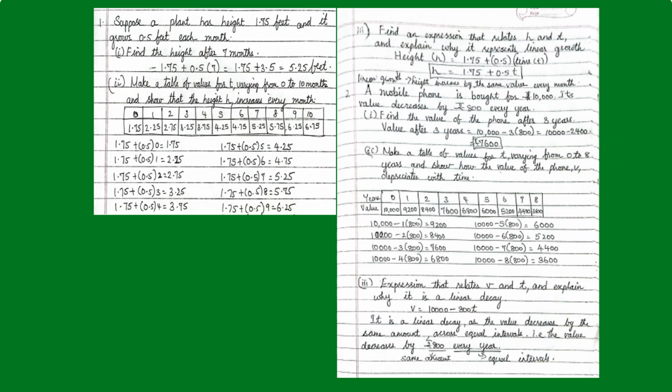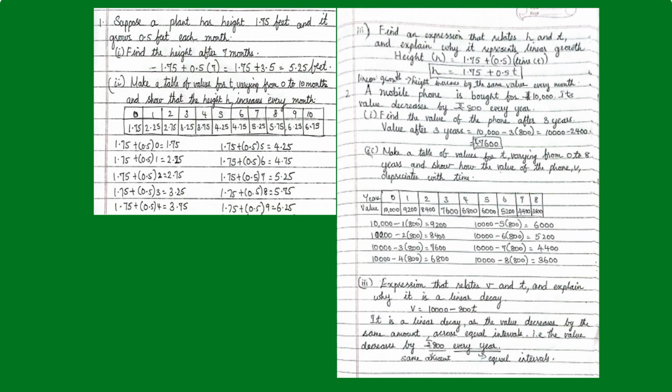Now, question number 3: find an expression that relates h and t and explain why it represents a linear growth. Expression relating h and t, meaning we need to find height in terms of t. h of t, we need to find a linear relationship. That is what they are expecting. And we need to show why it represents a linear growth. Just now we understood what a linear growth is and what a linear decay is. This is a particular example of linear growth. Why? The value increases consistently at equal intervals. It goes on increasing. So it definitely is an example of linear growth.